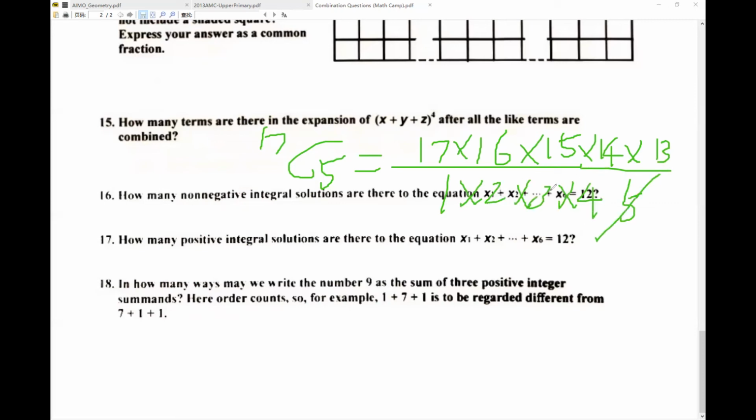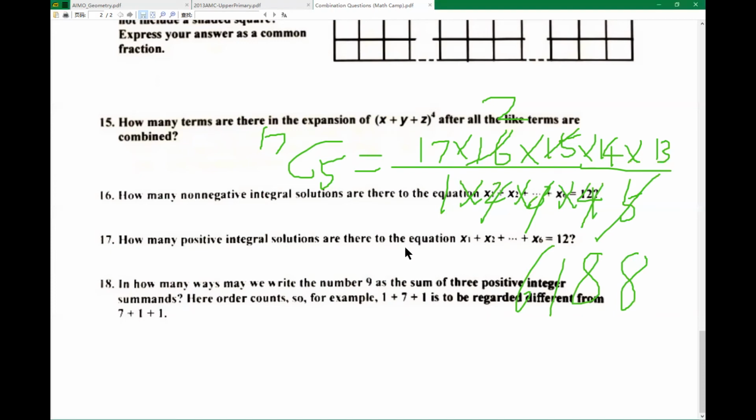Okay, then we do canceling. 4 and 2 is 8, and 16 divided by 8 is 2, right? Now we multiply these numbers together. I use a fast way to calculate, so give me a second. It becomes 17 times 2 times 14 times 13. So the answer is 6,188.